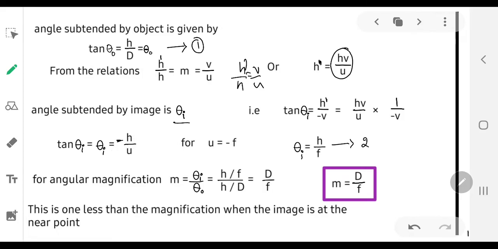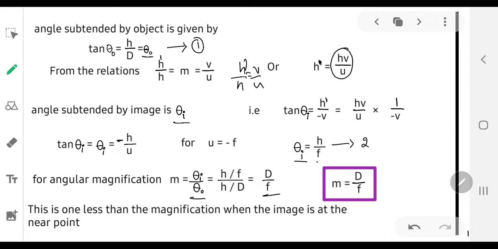Why minus sign? Because we are measuring the image distance in the opposite direction. So for u is equal to minus f, theta I is equal to h by f. So theta naught, the angle formed by the object, is h by d. Theta I, the angle formed by the image, is h by f. Write the equation for angular magnification, that is m is equal to theta I by theta naught. Theta I value is h by f. Theta naught value is h by d. When you simplify, you are going to get d by f.